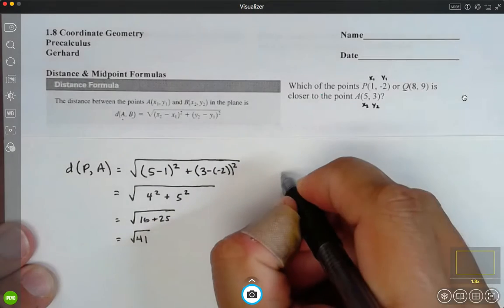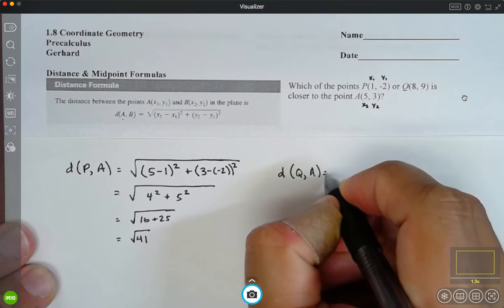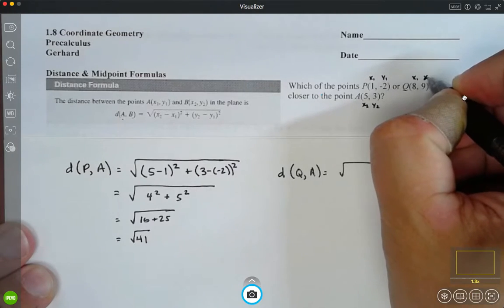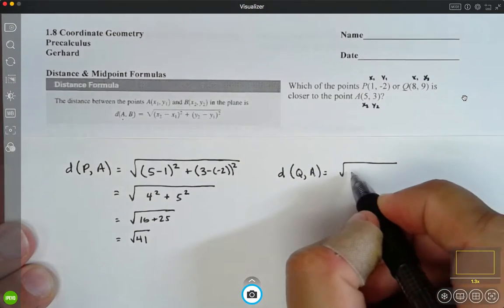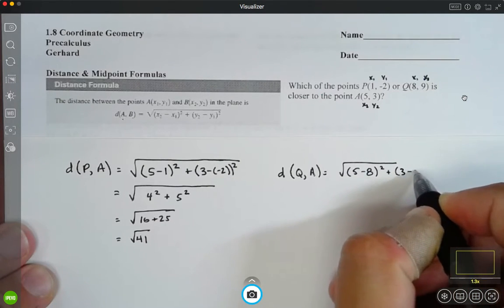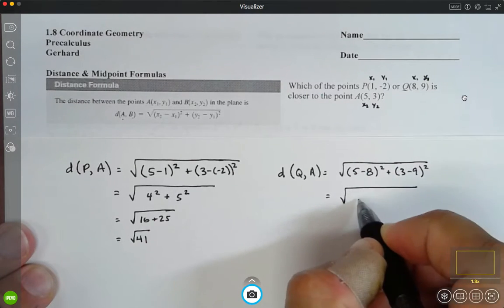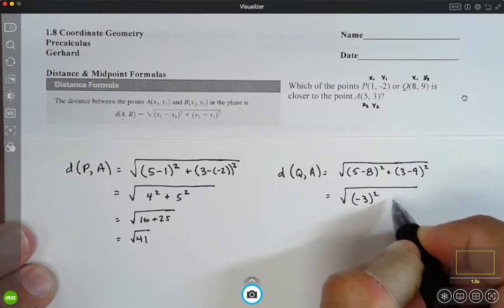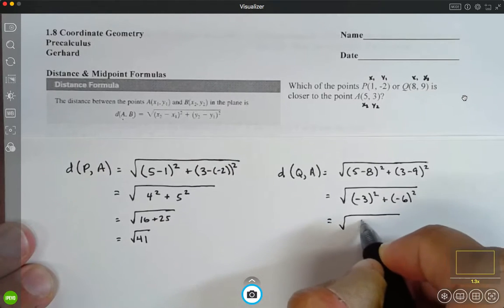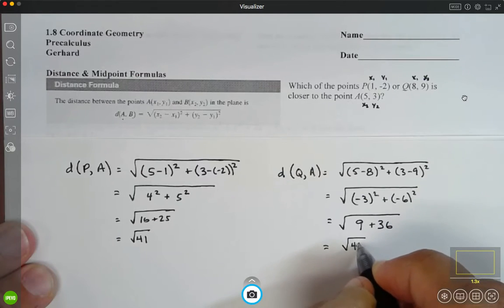If I do the same thing with the distance between Q and A, and if I use this now as x1 and this is y1, sorry, and x2, y2, I'm going to go ahead and say 5 minus 8 squared plus 3 minus 9 squared. It's going to give me -3 squared plus -6 squared. It's going to be 9 plus 36, which is the square root of 45.